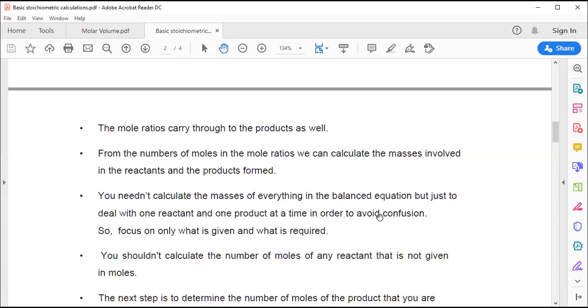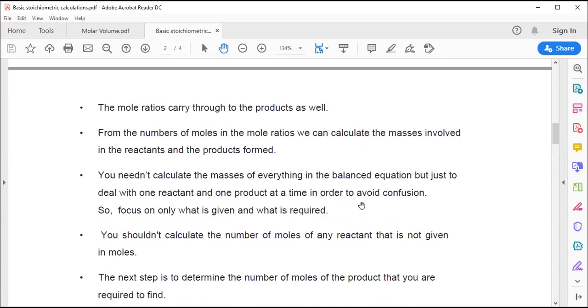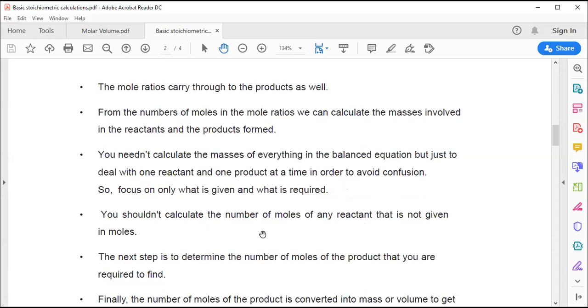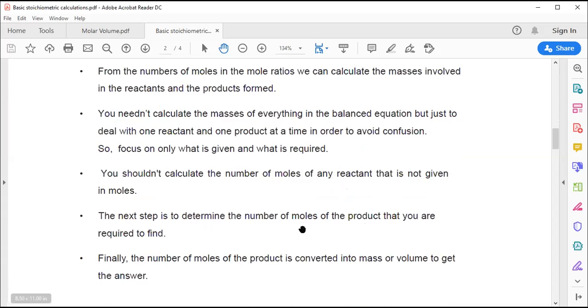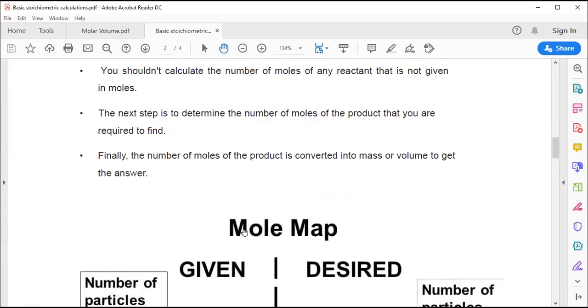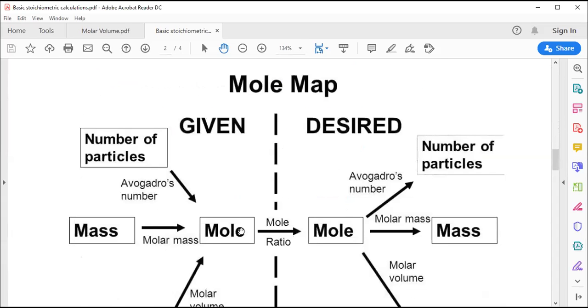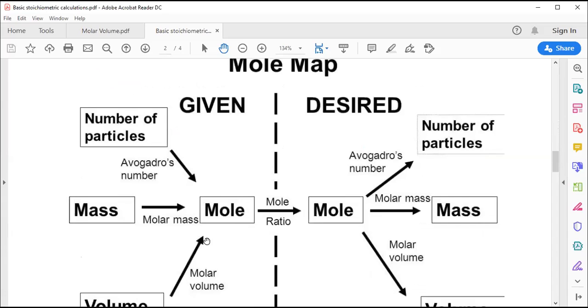So don't do everything. Just answer what has been asked so that you don't have confusion. Or you can go one by one. You should not calculate the number of moles of any reactant that is not given in moles. The next step is to determine the number of moles of the product that you are required to find. Finally, you can find your mass, your volume, or your concentration, depending on what the question wants. So this is a map again, the mole map or the stoichiometric map.